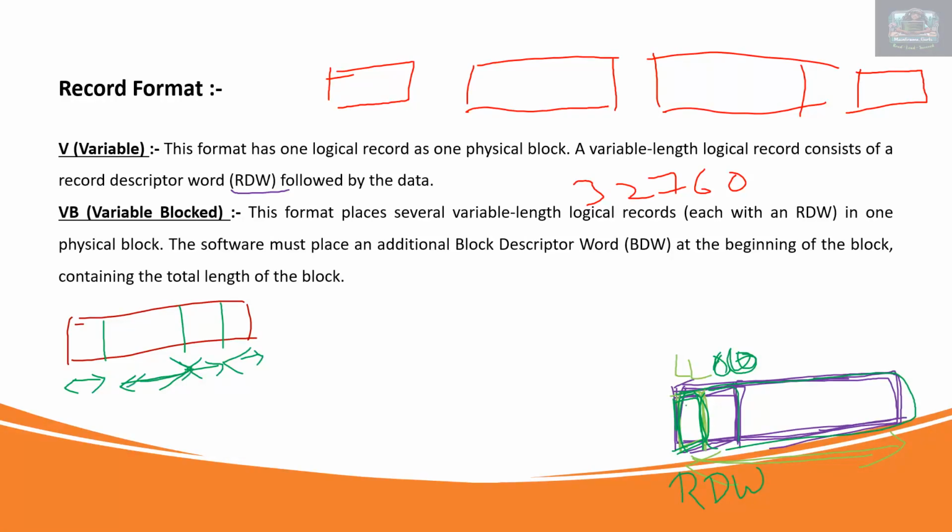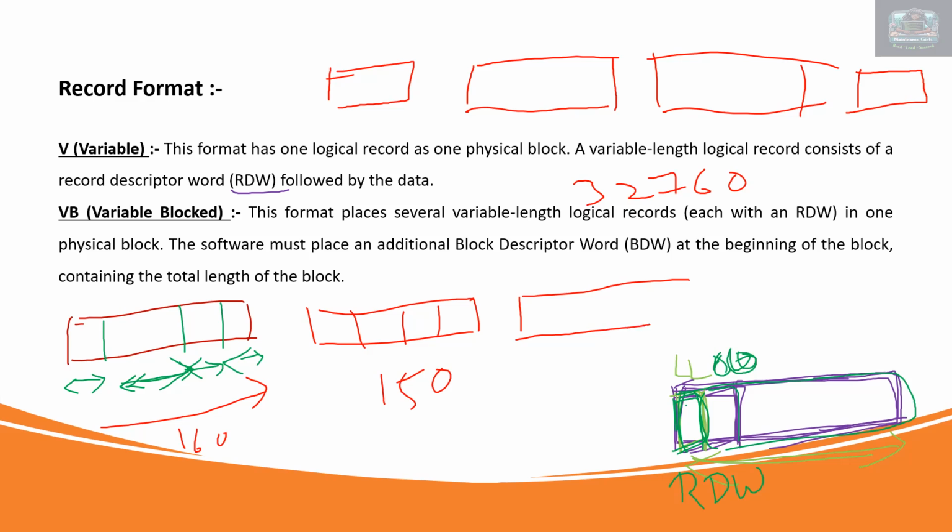And the next one could be, suppose this is 160 bytes, and the next one would be some 150 bytes. It will be like that. And here we have another parameter called block descriptor word, which is again 4 bytes. The first 4 bytes of a block will be a BDW, in which we have two types.